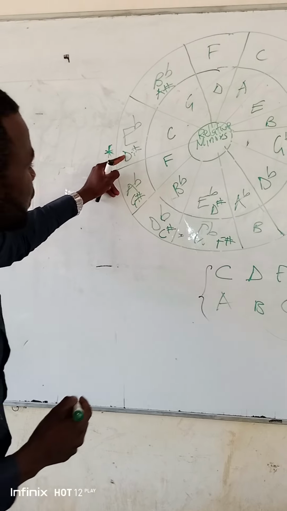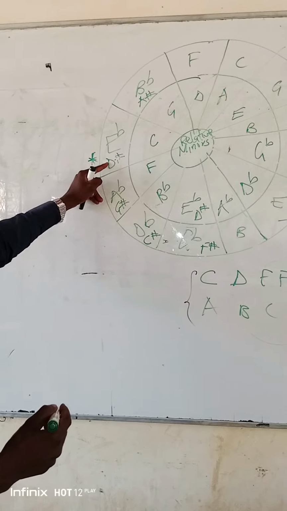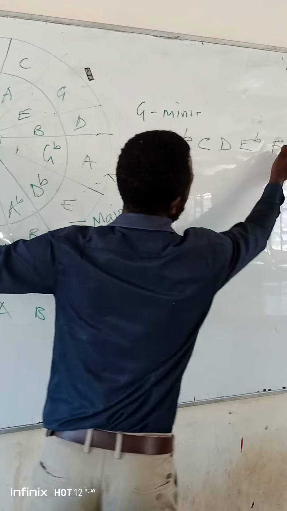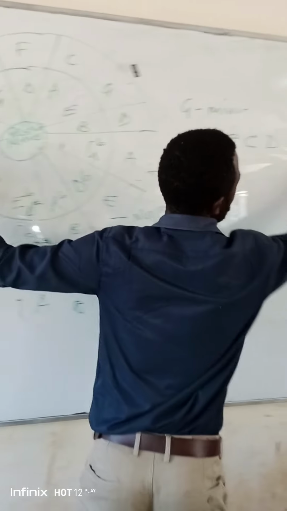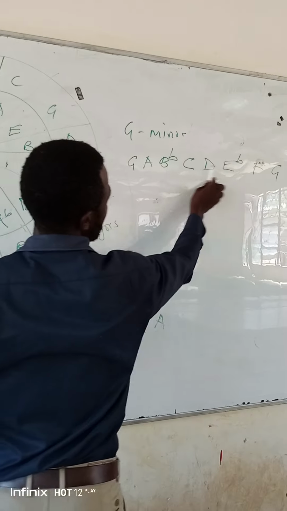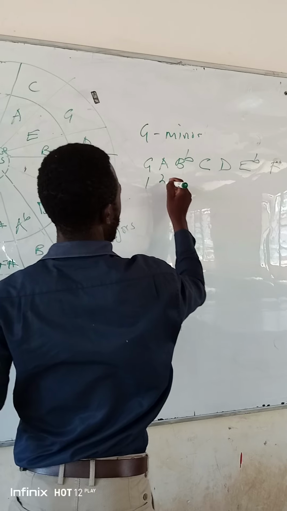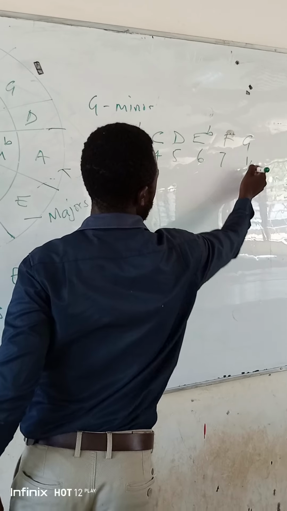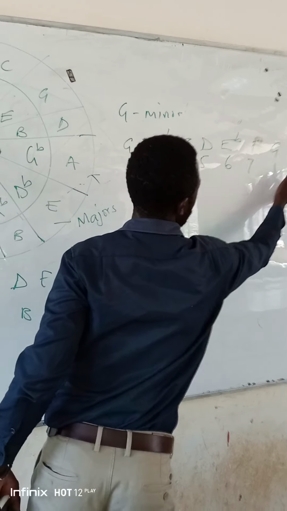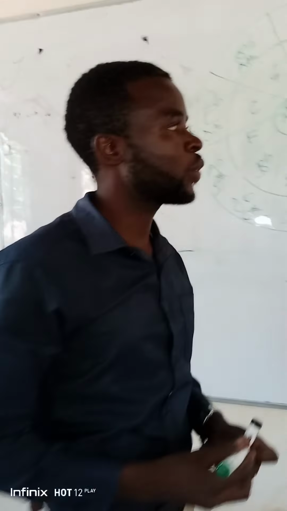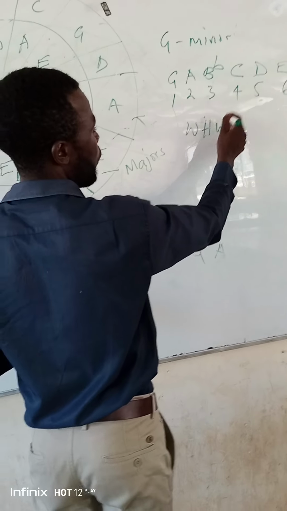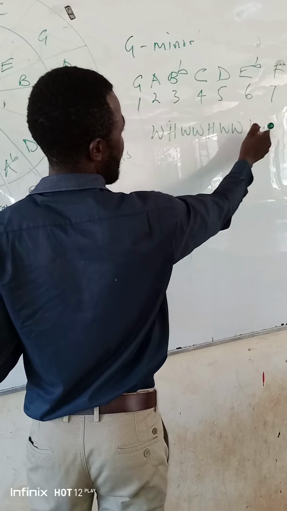After D, you go to E flat. After E flat, you go to F. After F, you go to G. Count: 1, 2, 3, 4, 5, 6, 7, 8. So do, re, mi, fa, sol, la, ti, do. It can be 8 or 1. When I say 1 stroke 8, don't get confused. That is a minor scale, which shows whole, half, whole, half, whole, half.